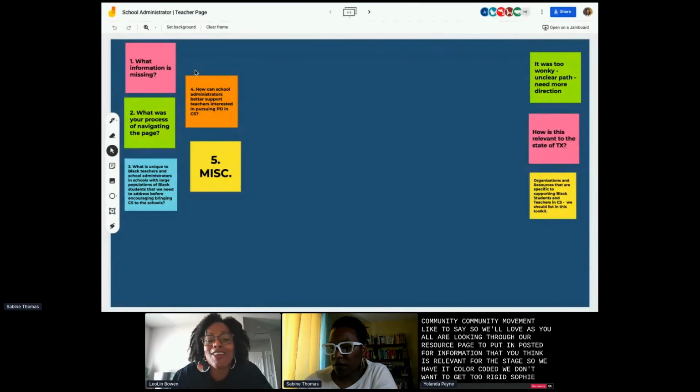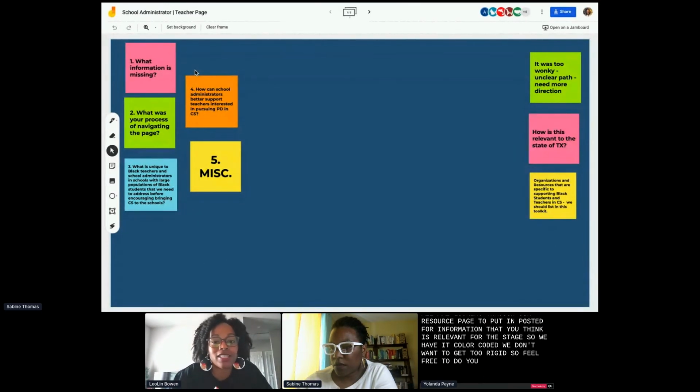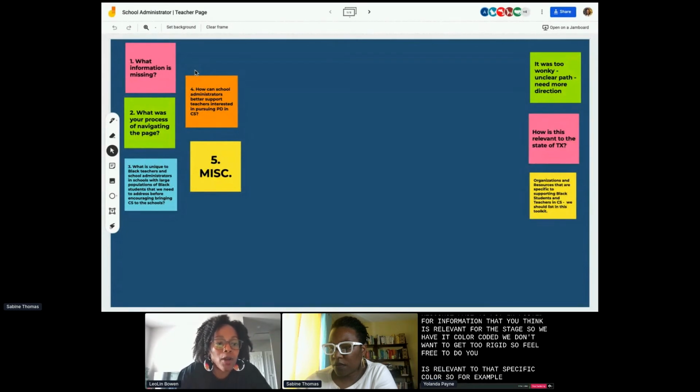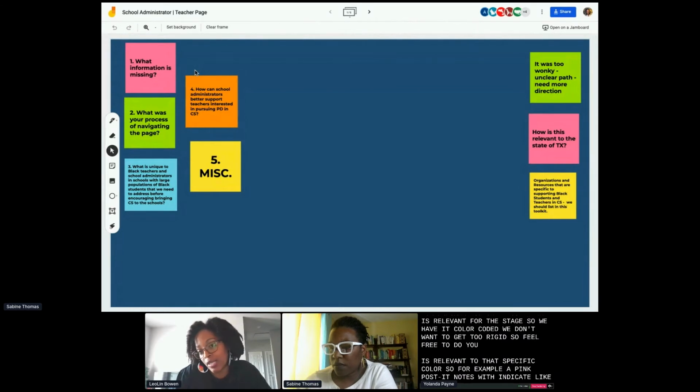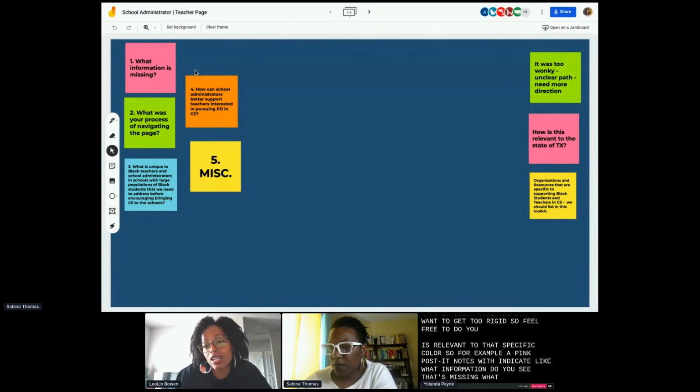But we do have them color-coded if your comment is relevant to that specific color. So for example, a pink Post-it note would indicate, like, what information do you see that's missing? What have we not looked at?